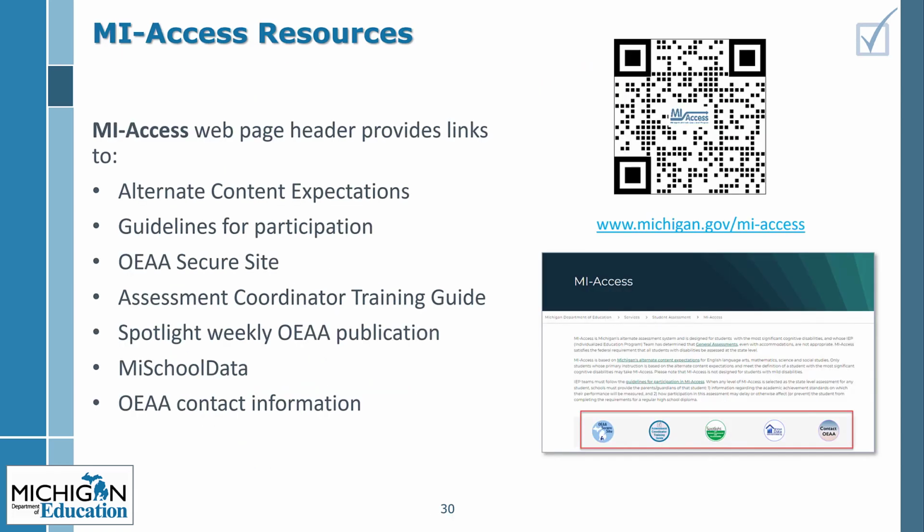The My Access webpage provides a number of links to the following: the alternate content expectations, which are found in the webpage header, guidelines for participation, which is also found in the webpage header, the OEAA Secure Site login page, also the Assessment Coordinator Training Guide, our Spotlight weekly publications, and the My School Data link, and the contact information for OEAA.